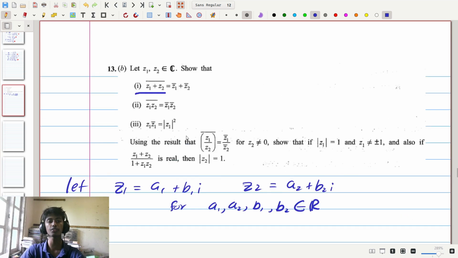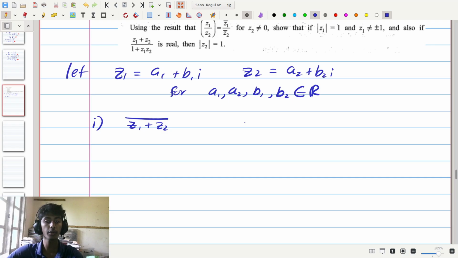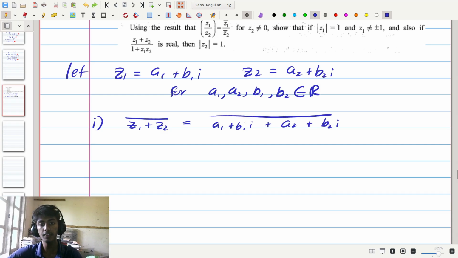Given this, the first question asks us to prove that the conjugate of Z1 plus Z2 is equal to Z1 conjugate plus Z2 conjugate. Now we can do this by considering both sides and trying to get from one side to the other. Starting off from the left hand side for equation number 1, we have Z1 plus Z2 added together first and then the conjugate taken. Now considering this, Z1 is equal to A1 plus B1I, and Z2 is equal to A2 plus B2I. Therefore what we have is this expression and we take the conjugate of it.